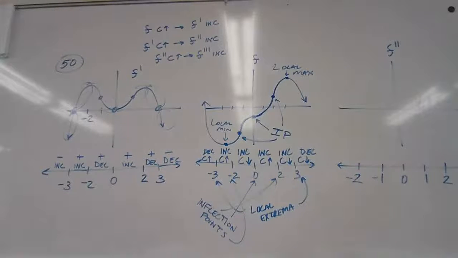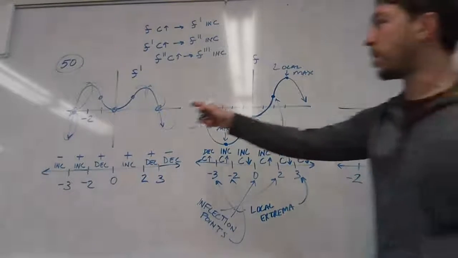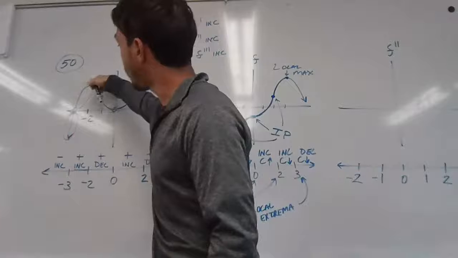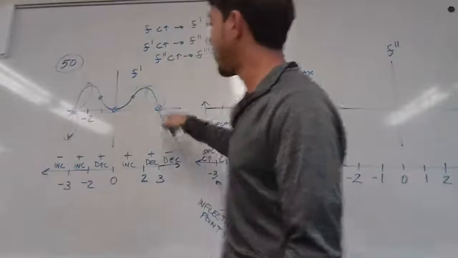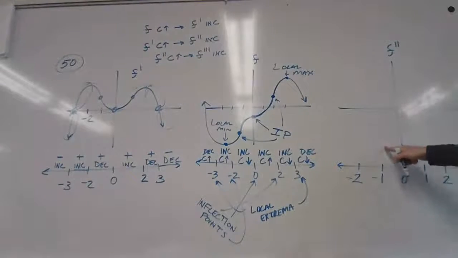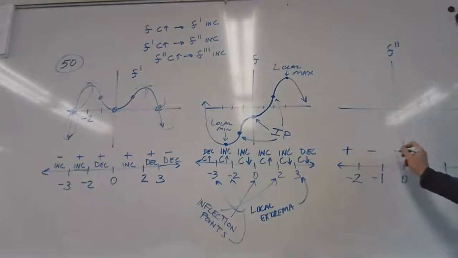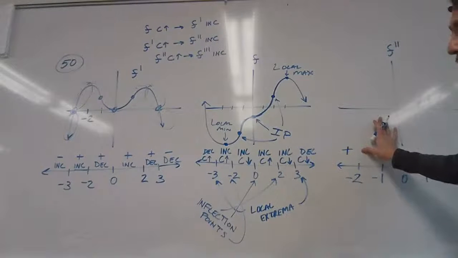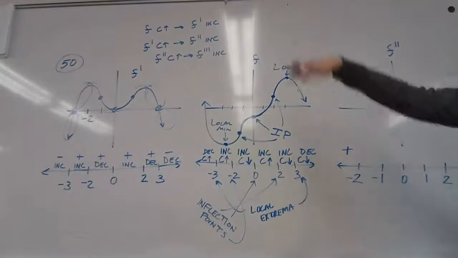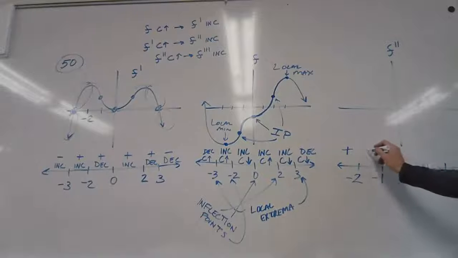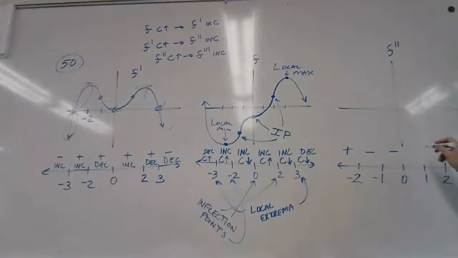So if f prime goes increasing, decreasing, increasing, decreasing, then this graph is going to go positive, negative. Well, it's happening at -2, where it changes from increasing to decreasing. So positive, negative, positive, negative. Does everyone agree with me on that?